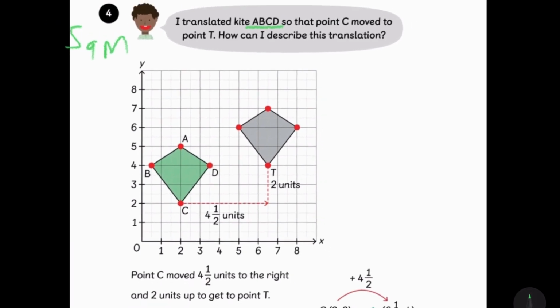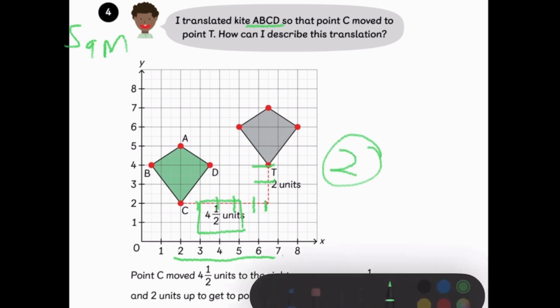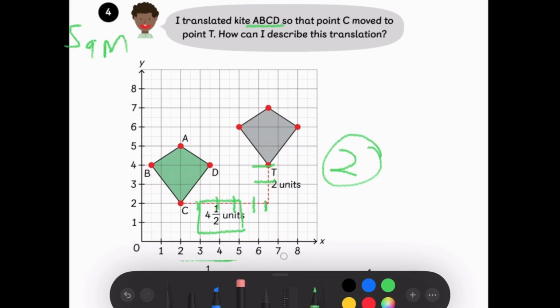So 1, 2, 3, 4. And this is between 6 and 7. So that means it is half. 4.5 units. We achieved what they have told. And how much has it gone up? 1 and 2. So 2 units it has gone up. Now let's write the coordinates. It's important to read. You may pause the video here and find the coordinates yourself. That is what we are going to do in the next question as well. So let's start and understand the coordinates.